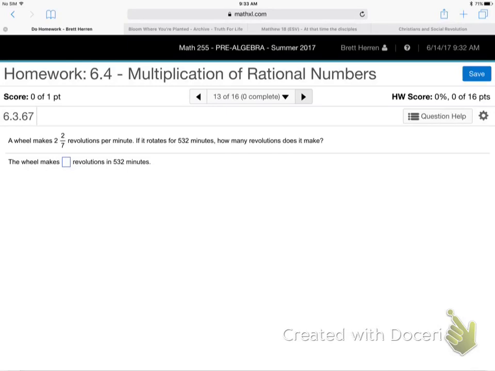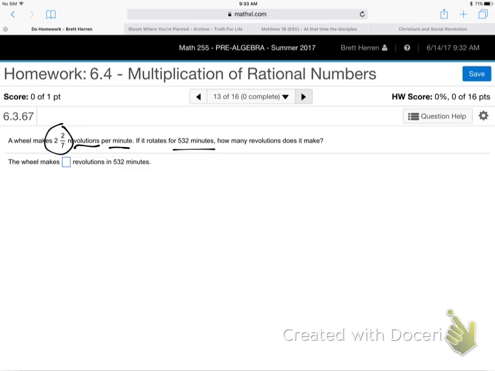Okay. A wheel makes 2 2/7 revolutions per minute if it rotates for 532 minutes. How many revolutions does it make? It makes 2 2/7 revolutions per minute. Every minute, it goes around once, twice, and 2/7 of another time. Every minute. And it's going to do that for 532 minutes.